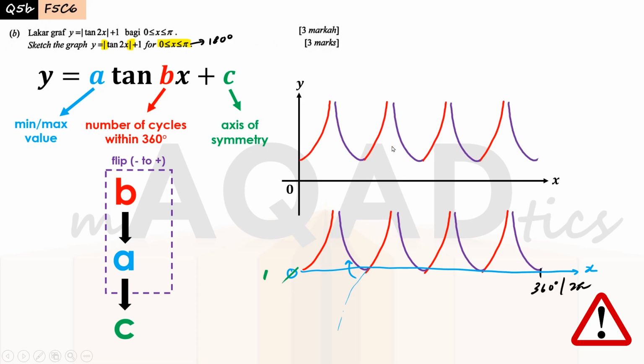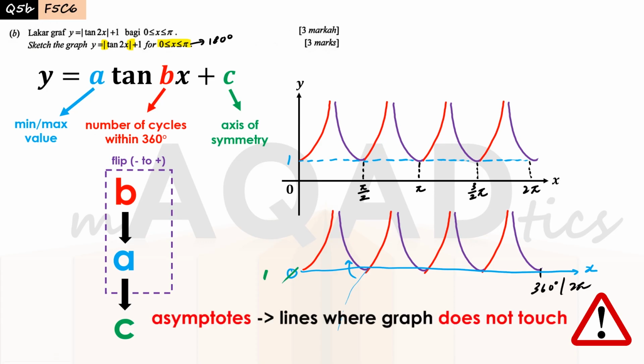So we can put our graph here and label the axis of symmetry, and then we are able to label the important x values. For example, here is pi over 2, here is pi, here is 3 over 2 pi, and here is 2 pi. And for a tangent graph, we need to label the asymptotes. Recall, asymptotes are the lines that the graph cannot intersect. So those lines are called asymptotes, for example, these 4.